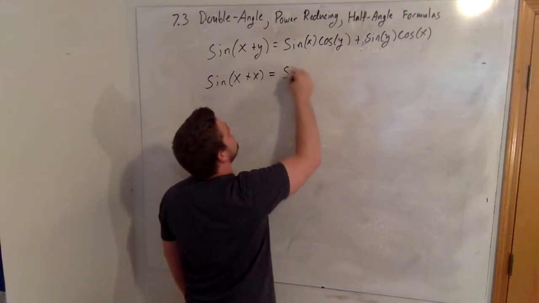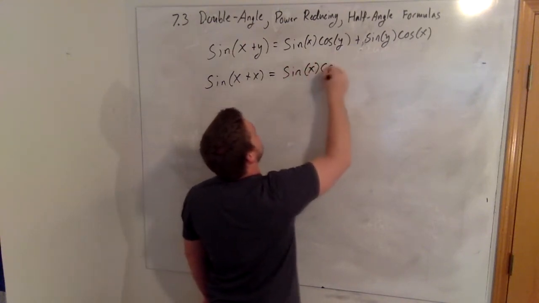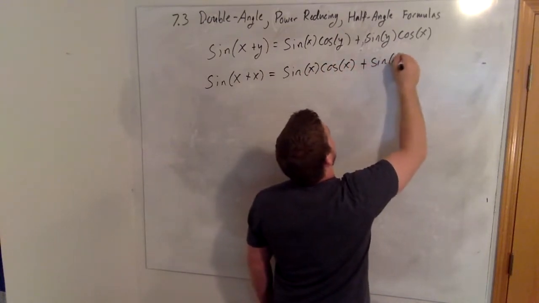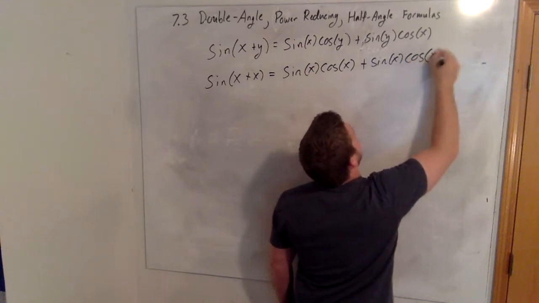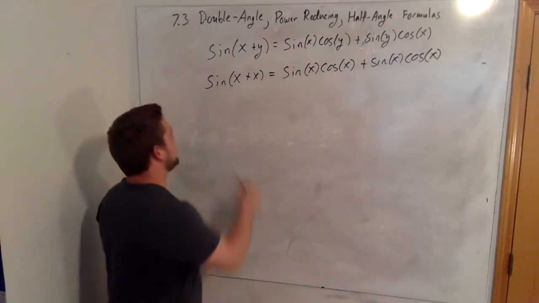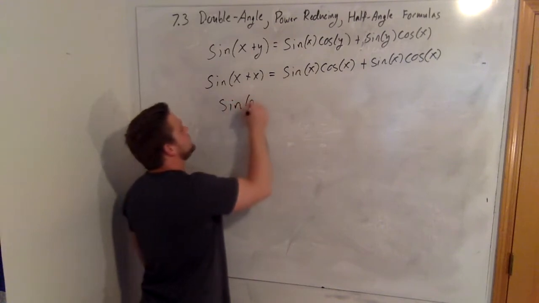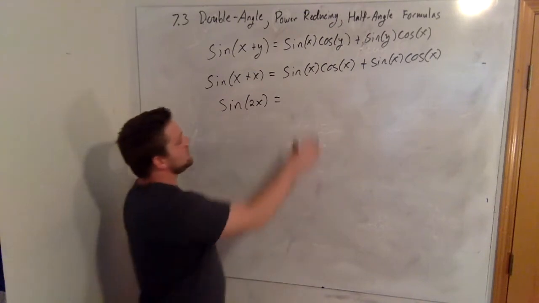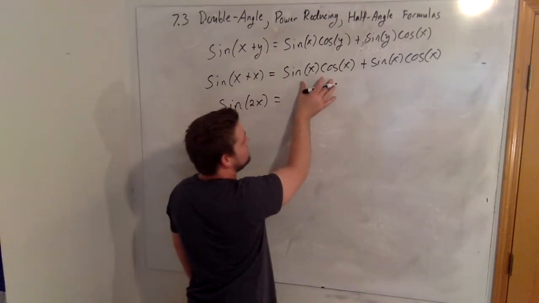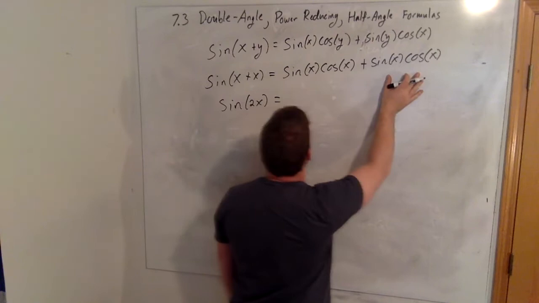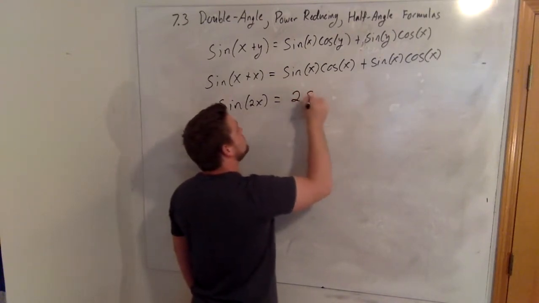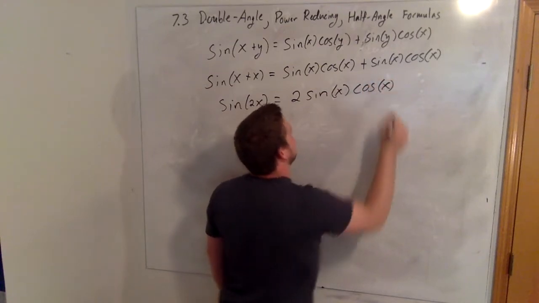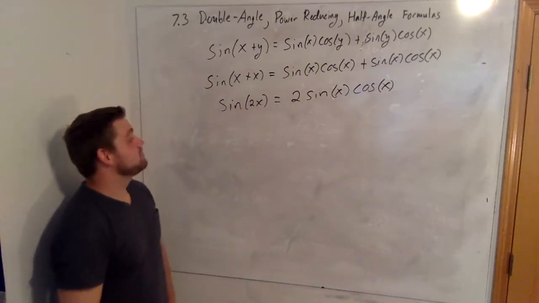So we'll get the sine of x times the cosine of x plus the sine of x times the cosine of x. So what we have is that the sine of 2x, x plus x is 2x, is going to be equal to a sine of x times cosine of x plus another sine of x cosine of x. We have two of those. So we get 2 sine of x cosine of x. And here is the double angle formula for sine.